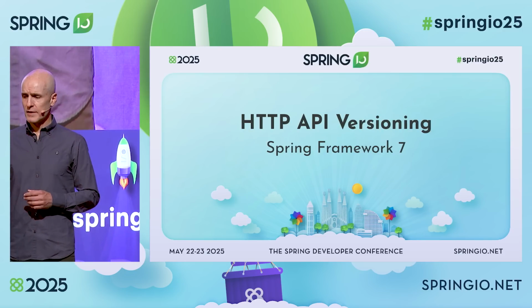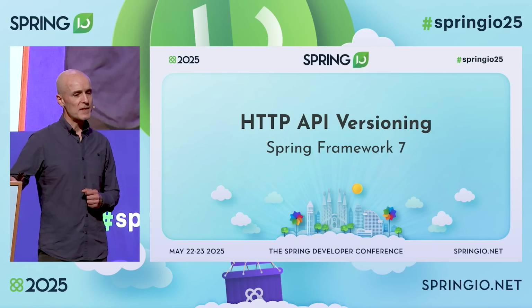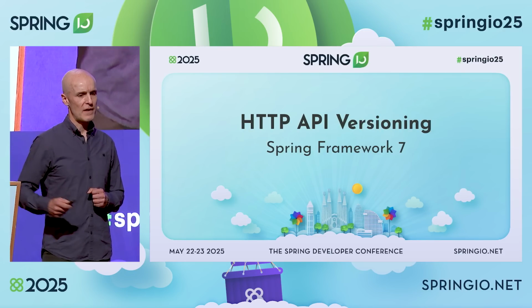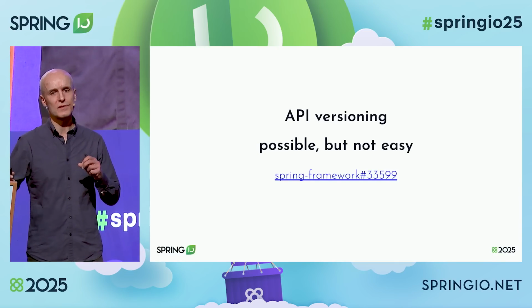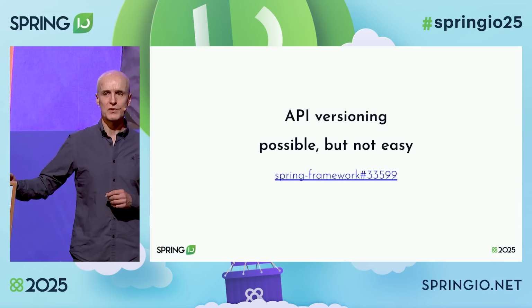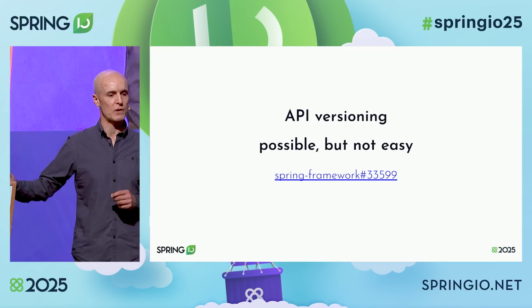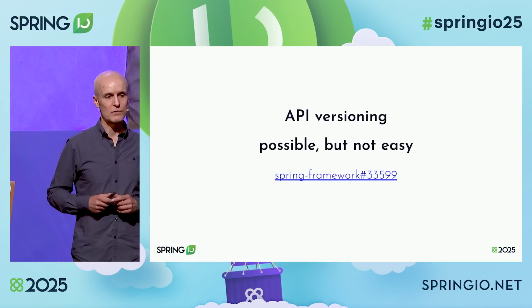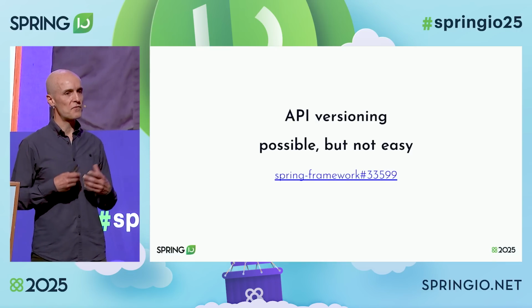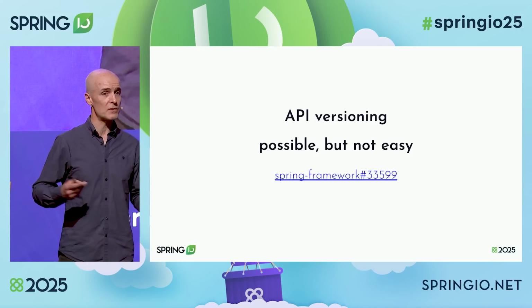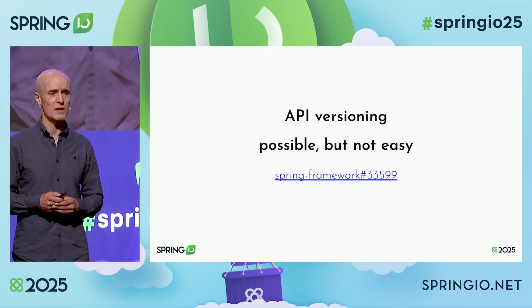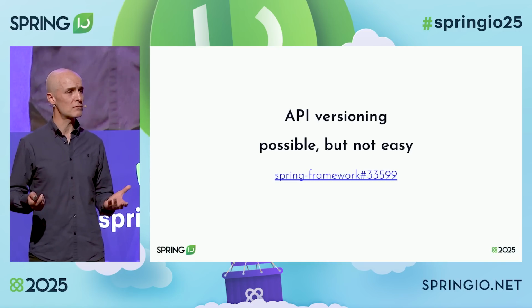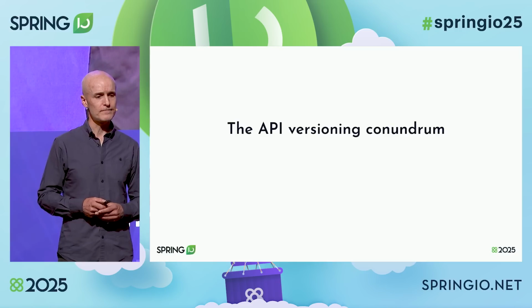For the next topic, HTTP API versioning. Now, this is an interesting one, and as often is the case, consequential features in the Spring Framework start with a user request, with a feature request. In this case, loosely paraphrasing, the feedback was, yes, it's possible to do, but it's not as easy as it should be, and that made us take a look and consider.